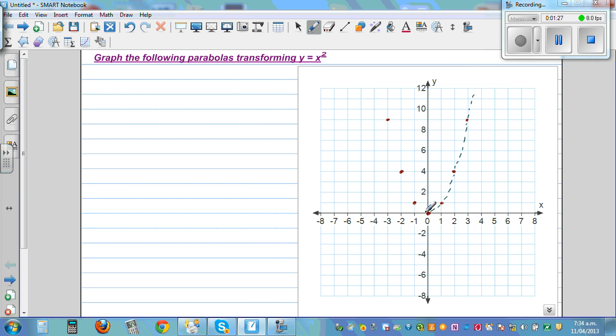And here, this way, let me draw a dotted line as neatly as possible. So this is your basic parabola. You should always have an idea of your basic parabola because all of the parabolas are transformations of this parabola. This will go on and on forever. So we are going to focus on these points.